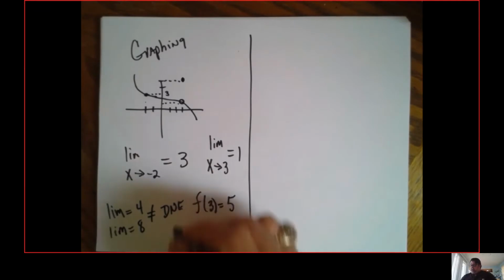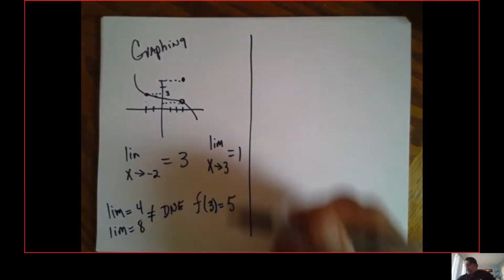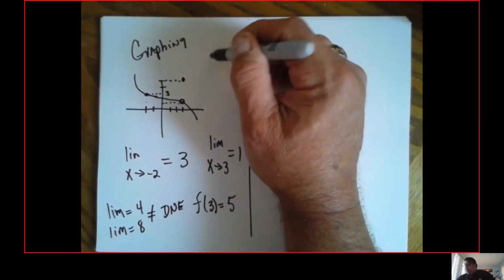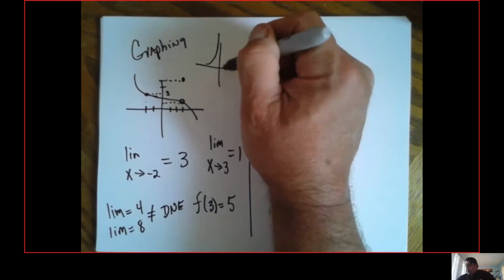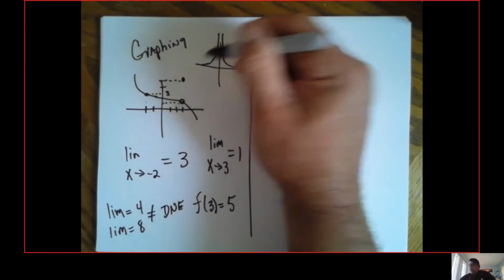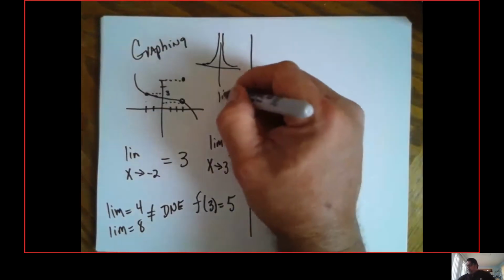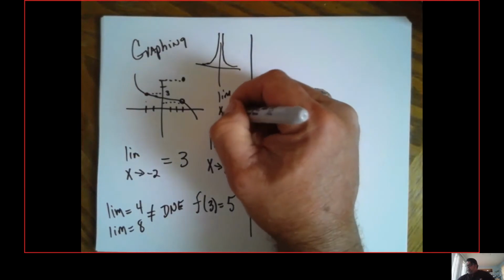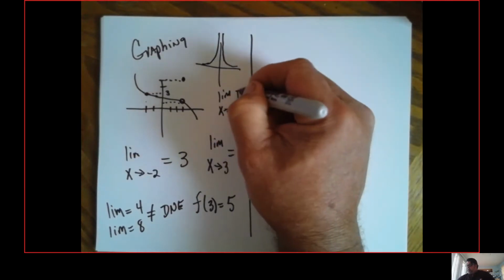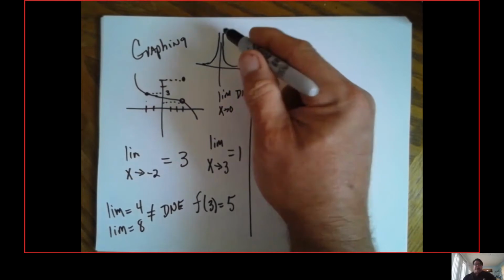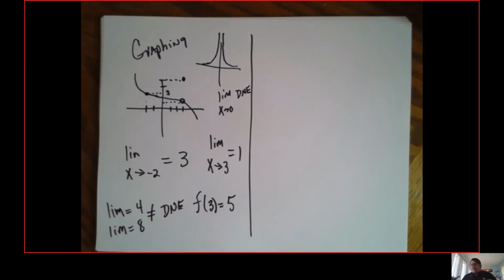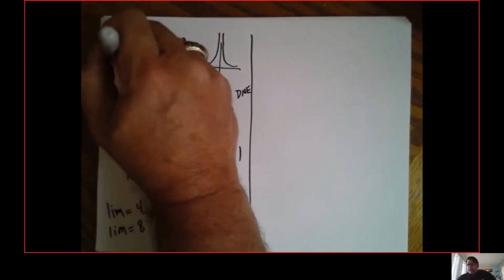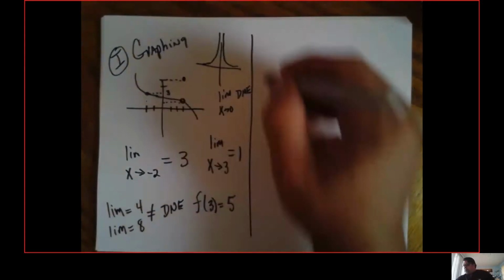Does not exist. We also talked about if you have a vertical asymptote, and I'm just trying to draw all this on one graph. There's your volcano. Okay, what is the limit as x approaches 0? Does not exist, because it's a vertical asymptote. So you've got 4 or 5 different types of graph representations of limits, and that's the first part that we went over. The second part is algebraic.